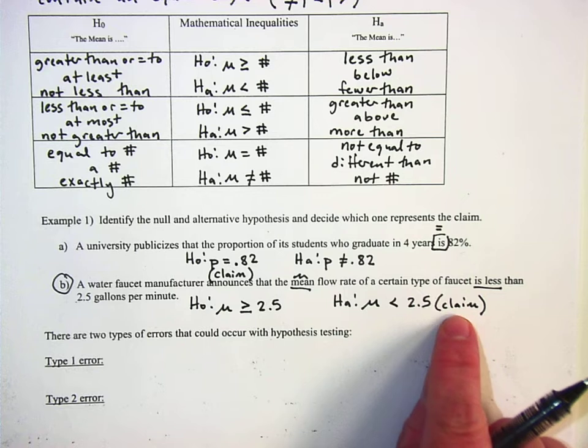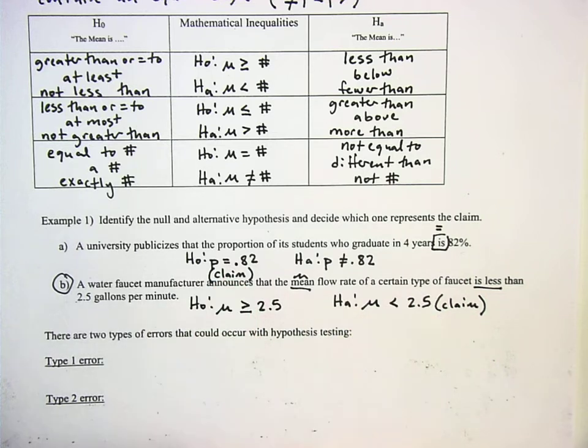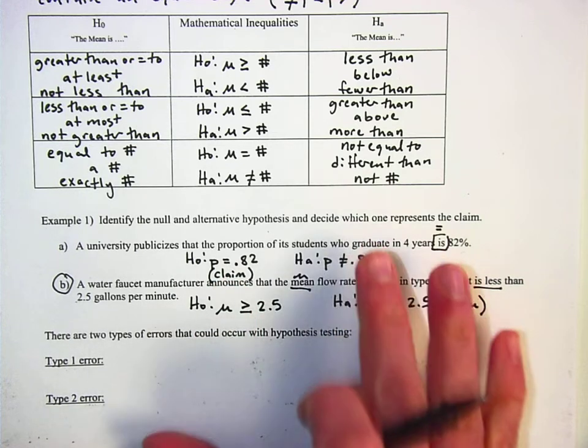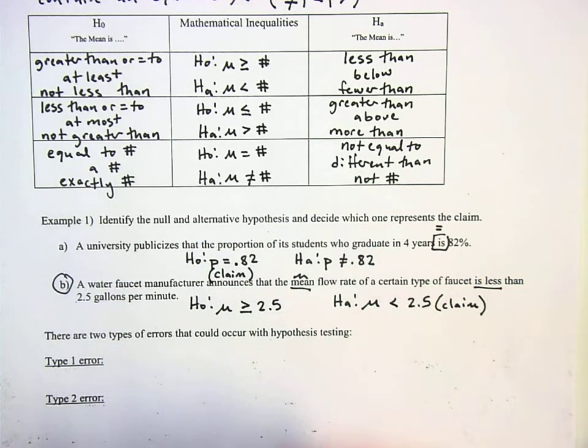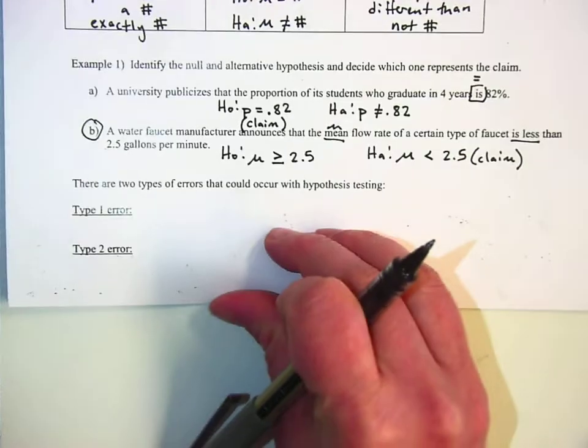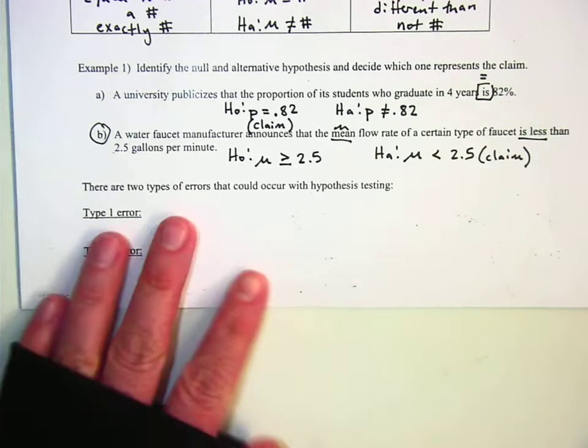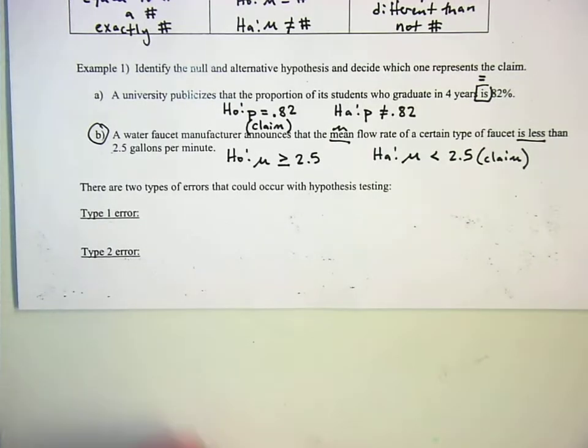So notice that the claim is the alternative on this one, and the claim is the null on that one. And we'll be using this in 7.2, this process with a null and alternative, to do hypothesis tests. Okay, now there's two types of errors that can occur when you're hypothesis testing.